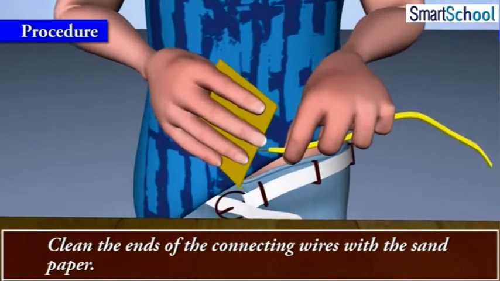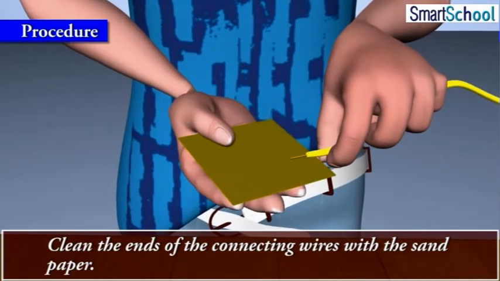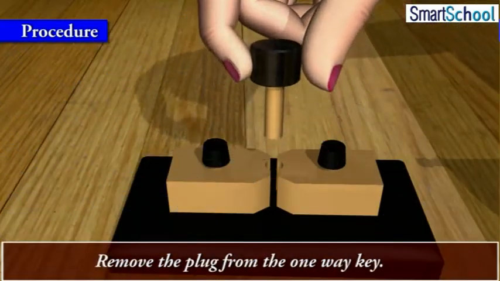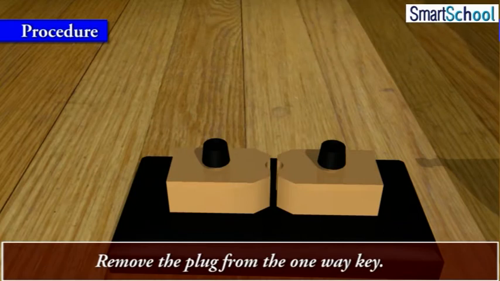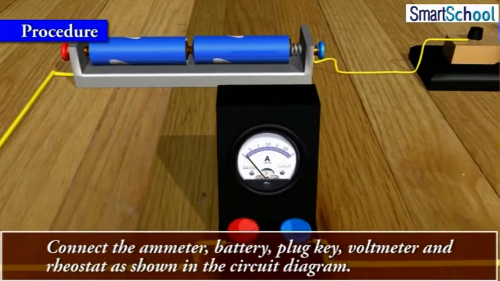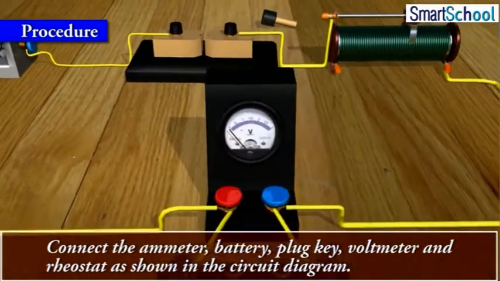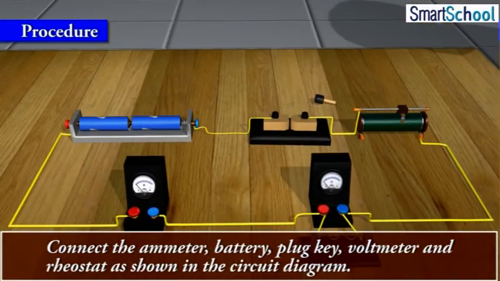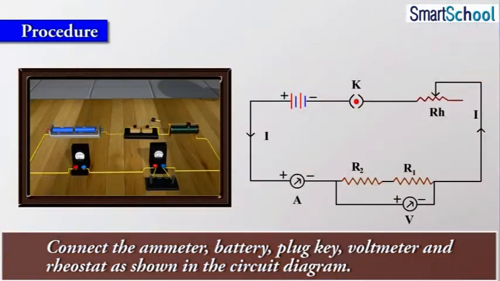Clean the ends of the connecting wires with the sandpaper and remove the plug from the one-way key. Connect the ammeter, battery, plug key, voltmeter and rheostat as shown in the circuit diagram.